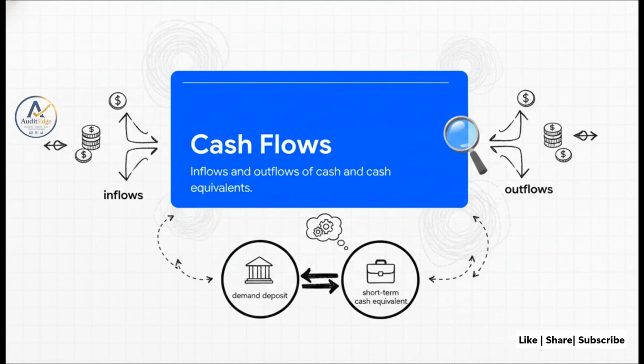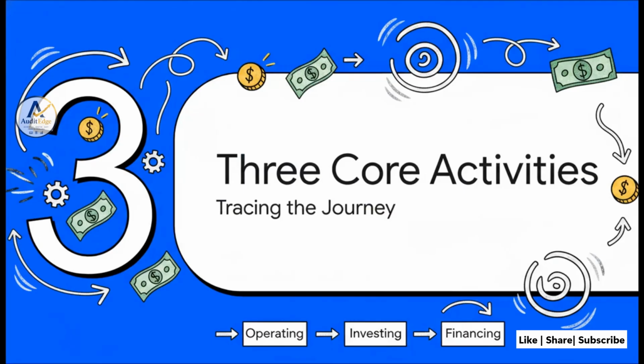Finally, cash flows are simply the inflows and outflows of cash and cash equivalents. But pay really close attention to what is excluded here. Cash flows do not include movements between items that constitute cash or cash equivalents. Why? Because moving money around these components is just part of the cash management of an entity. It's not part of its operating, investing, or financing activities. So shifting funds from a demand deposit to a short-term cash equivalent, that's just internal housekeeping, not a true cash flow activity.